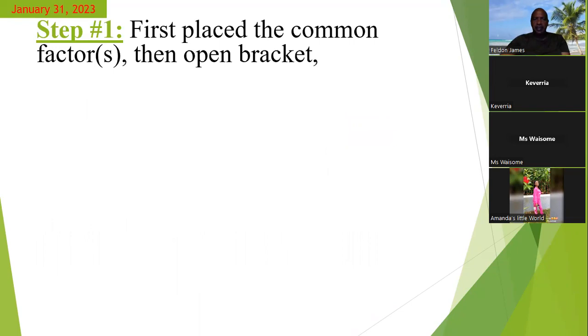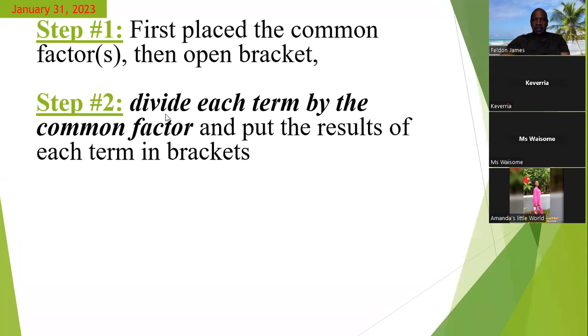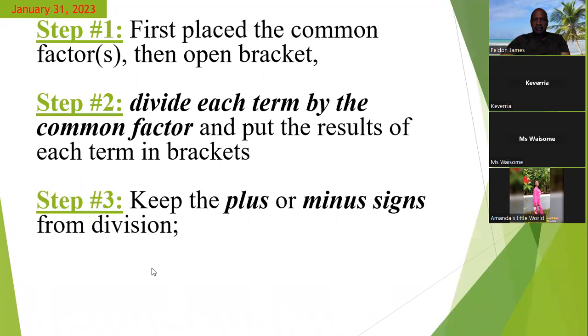All right. We first place the common factor, then open the brackets. So first thing, you identify the common factor, then you open your brackets, then you divide each term in the expression by the common factor. Whatever you get in terms of the result, you put it back in the bracket. All right. So these are pretty much the steps. You keep the plus and minus signs as they are in the expression. The only way you will change these signs is if your common factor has a negative in front of it.